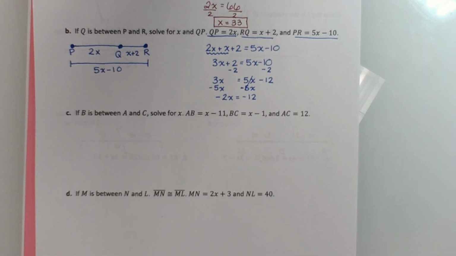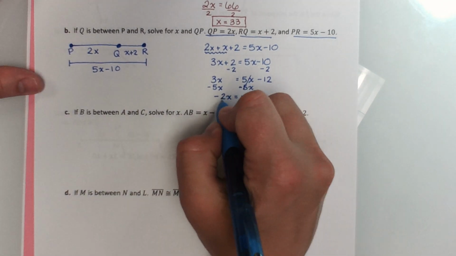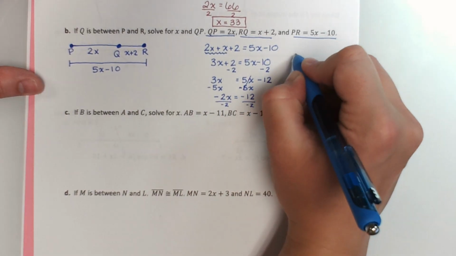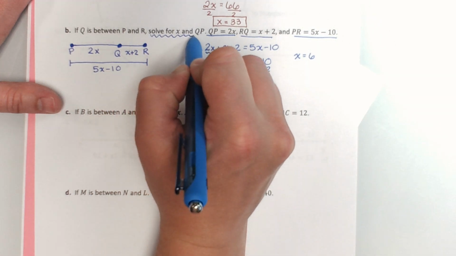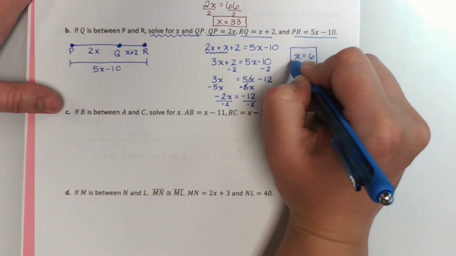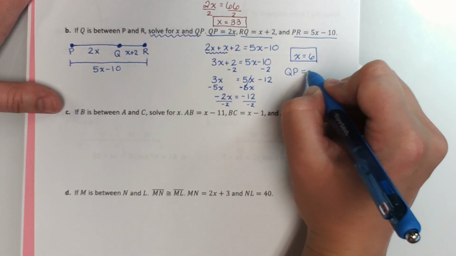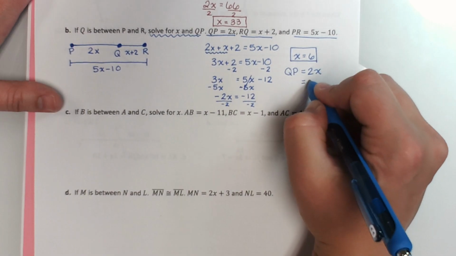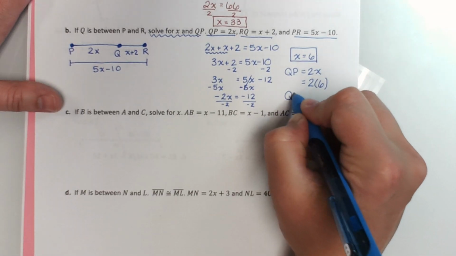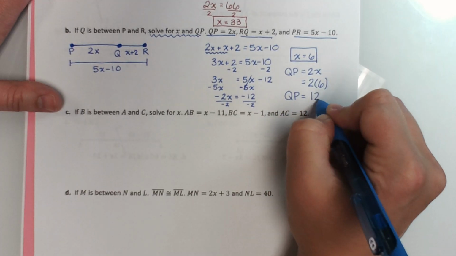Joy, how do I finish it? You got it. X is 6. Is that what the question asked for? Partially. Partially, because it said solve for x and QP. QP was given by the expression 2x. What am I doing to find QP? Plugging the 6 in. What is 2 times 6? 12.